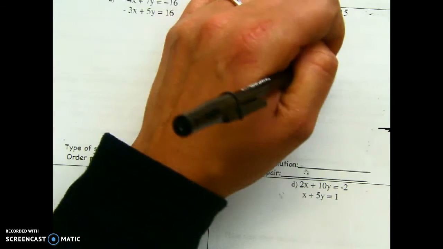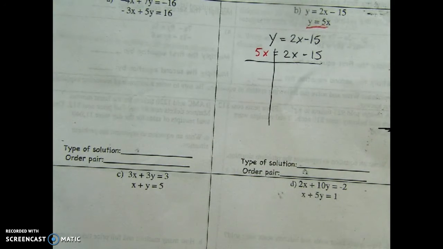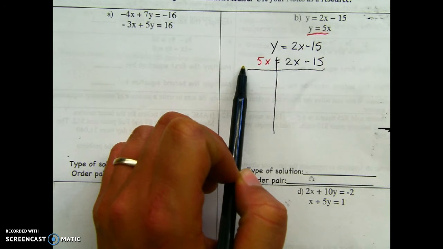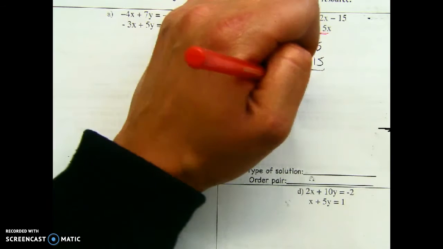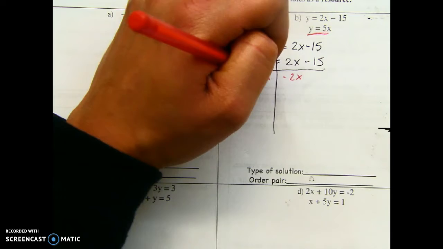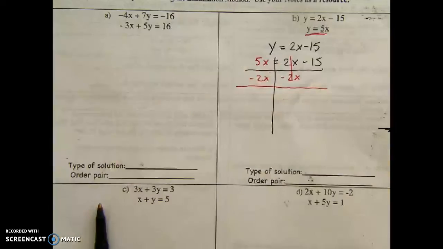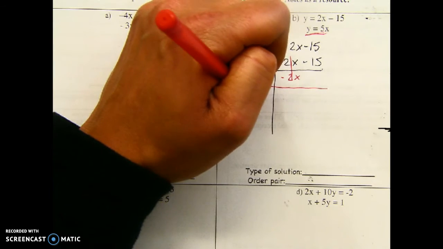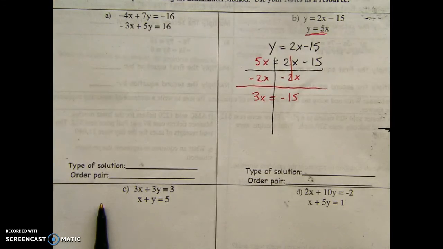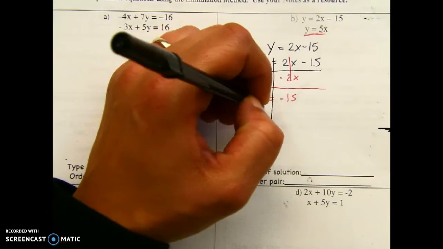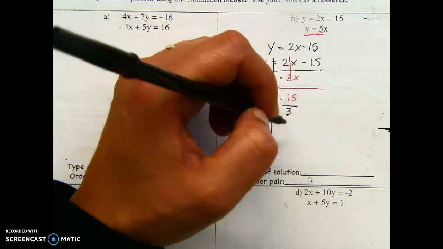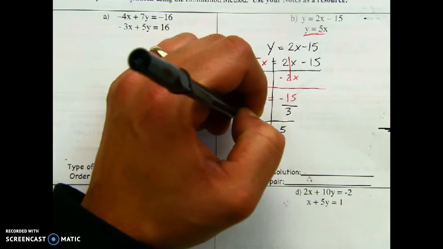I can create a t-chart and I can solve. I want my variables to be on the same side as the equal sign to combine like terms. I can only do that if I do the inverse to move it over. So I'm going to do minus 2x on each side. This will cross out, and I'm going to get 3x equals negative 15. I'm going to do the inverse, which is division, to solve for x. Negative 15 divided by positive 3 is going to give me negative 5.